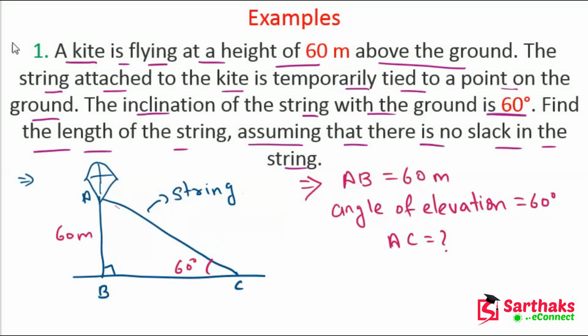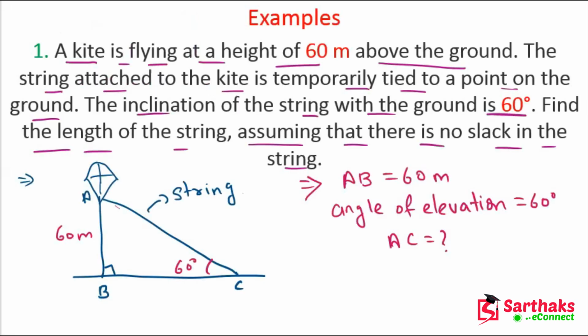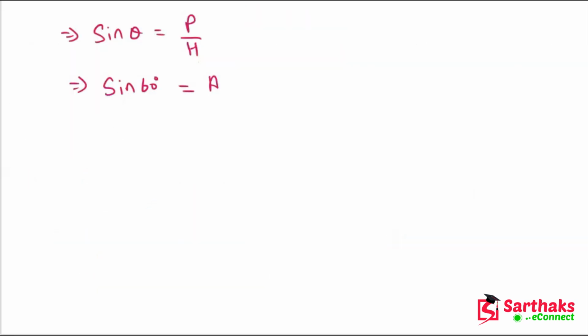Okay, so now we know that sine theta is perpendicular upon hypotenuse. Theta is 60 degrees, the perpendicular is AB, and the hypotenuse is AC.